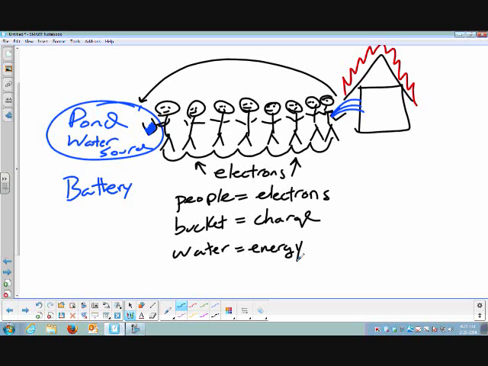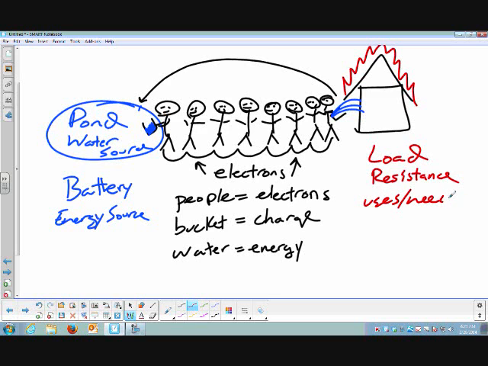It carries the energy from the battery, from the water source, from the energy source, to where it's needed. To where it's needed, where we have the fire, we call this our load or our resistance. This is a very simplified circuit where we only have one thing, maybe one resistor, and the load or the resistance is what uses, what needs the energy. The fire needs the water to be put out. So we take a pond or some water source, we scoop some water out in our bucket, we pass the bucket along our line of people, and the water gets thrown on the fire.